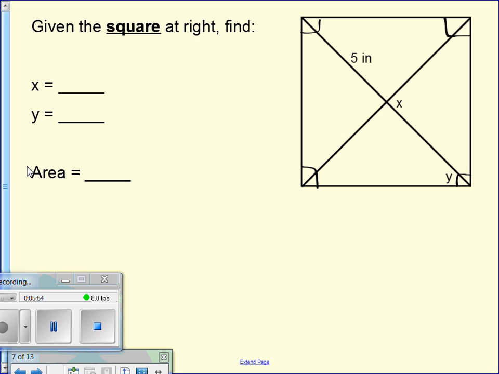Okay, so square. Let's see. I want to find x and I want to find y. Thinking through my properties, I know it's a property of a rhombus that the diagonals are perpendicular. Boom. x is 90.